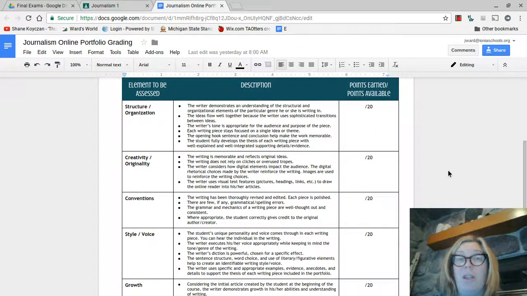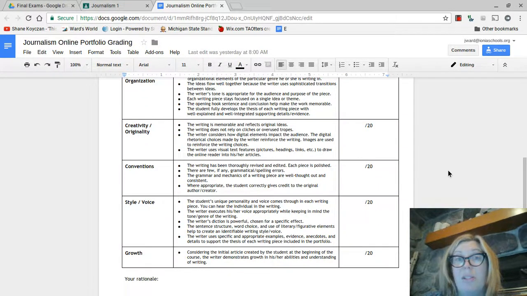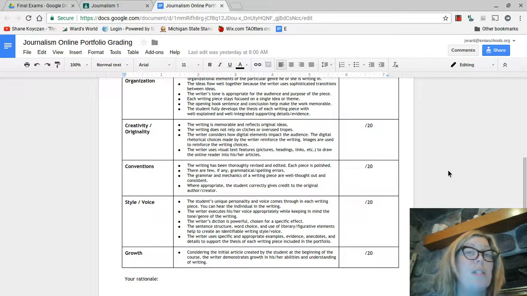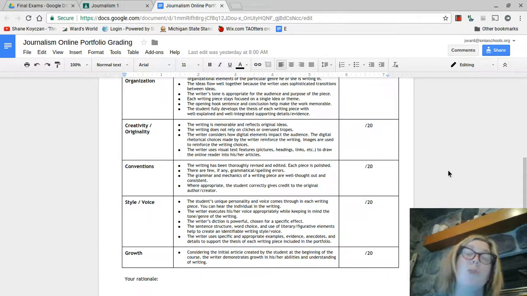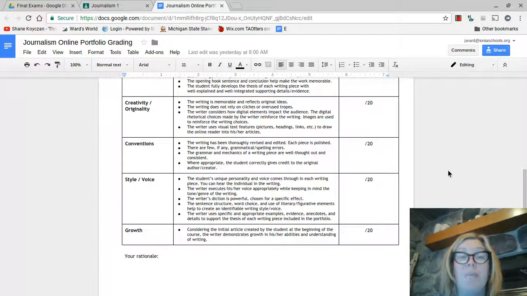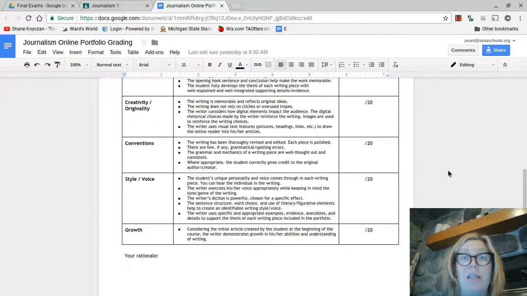The third thing that you're going to be looking at are your conventions, so things like grammar, punctuation. Fourth thing you're looking at is style and voice, so especially when it comes to if you did a traditional news writing piece, is it in third person? Did you use descriptive language? If you did, say, a review or an opinion piece, is it backed up with support and specifics? Did you go through and analyze what you were looking at? And then the last thing I want you to think about is growth. What have you learned over the course of this semester? Have you made any growth in terms of your writing abilities and skills?